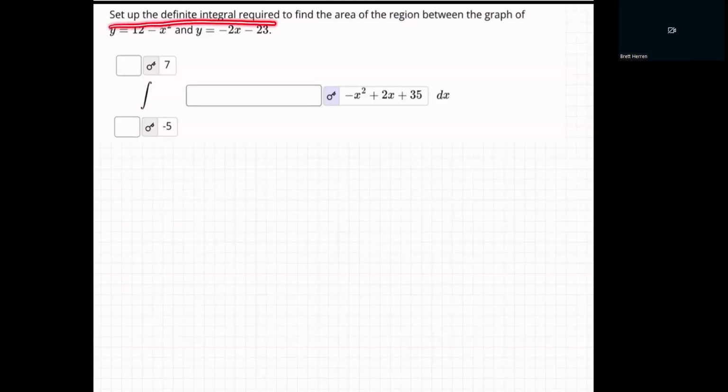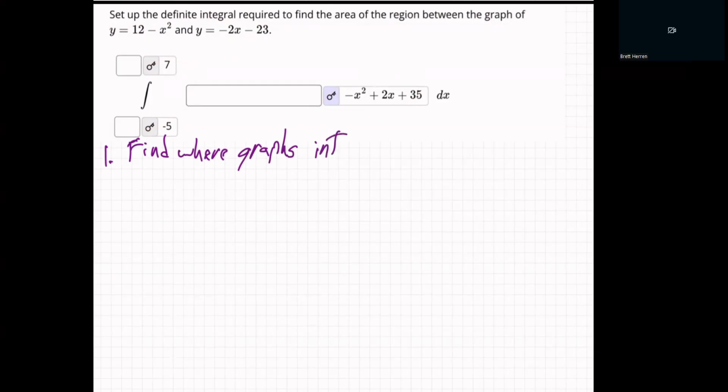Set up the definite integral required to find the area of the region between the graph of boom and boom. Right, you see the answer there. How did they do it? Well, step number one is find where the graphs intersect.